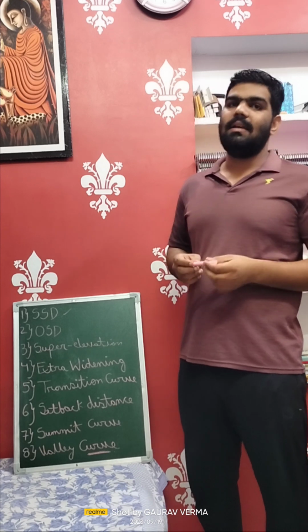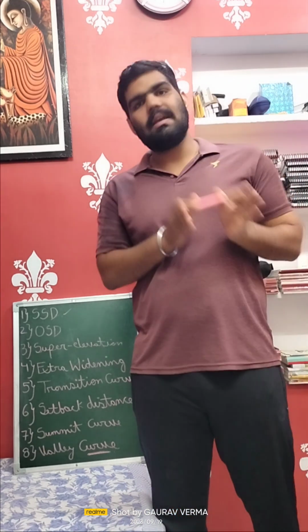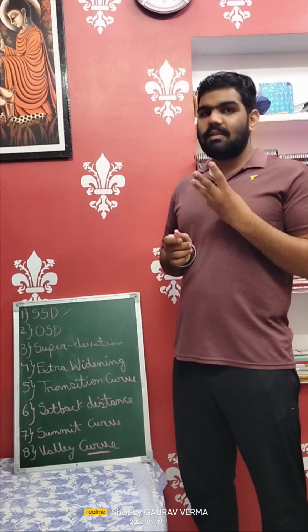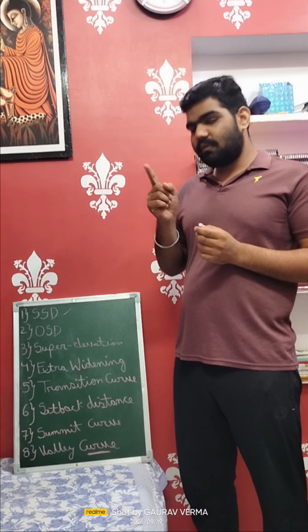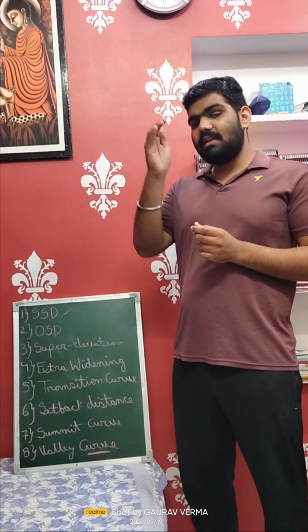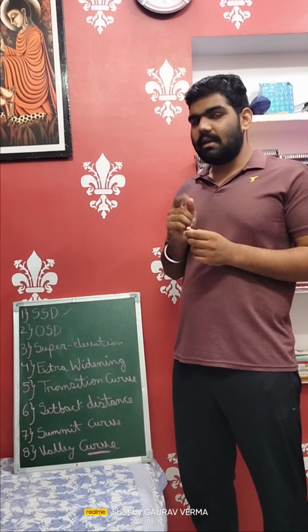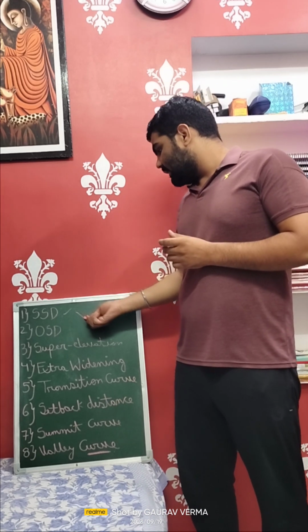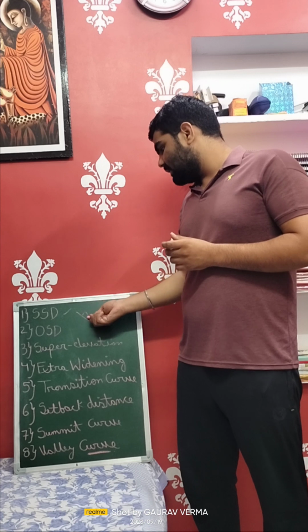What is SSD? SSD means stopping sight distance. There are three formulas in SSD. First formula is SSD is equal to Vt plus V square upon 2gf. Now the second formula is for down gradient, when our car is going in this direction.